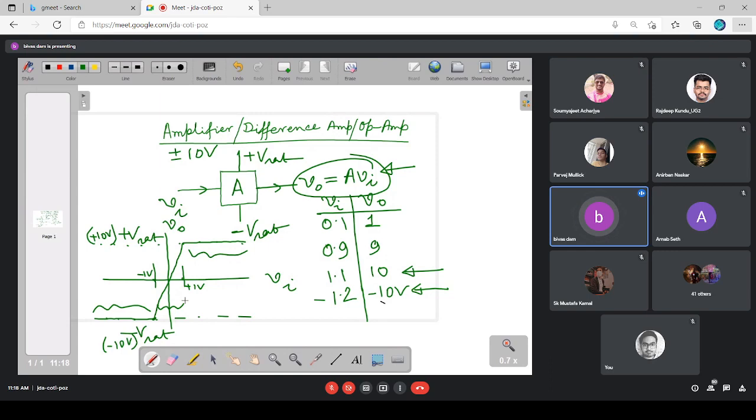Now, I think you have heard the term difference amplifier also in your electronics class. Have you used that difference amplifier? Have you studied that?